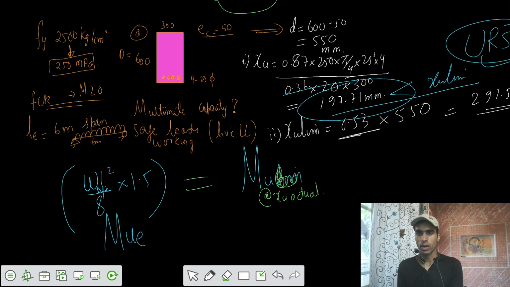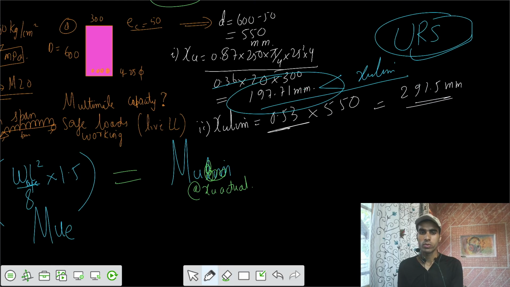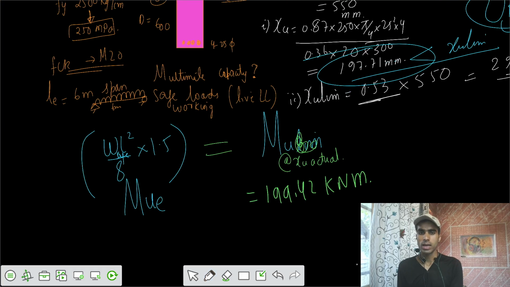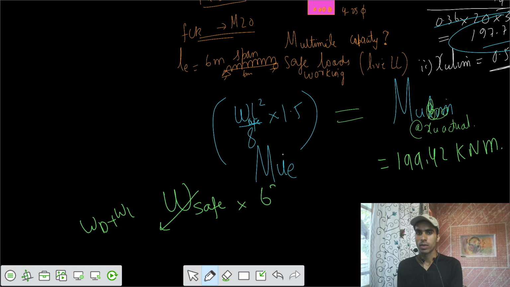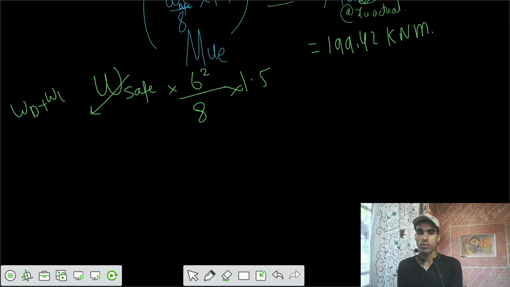So let's substitute the value of Mu, 199.42 kilonewton meters. On the other side we have to substitute the value of W, which we don't know, so let's keep it as W safe, since it is dead load plus live load. We have L squared by 8 into 1.5, the load factor. So finally W safe is equal to 44.32 kilonewton per meter.